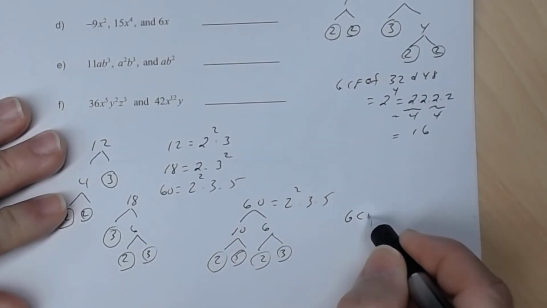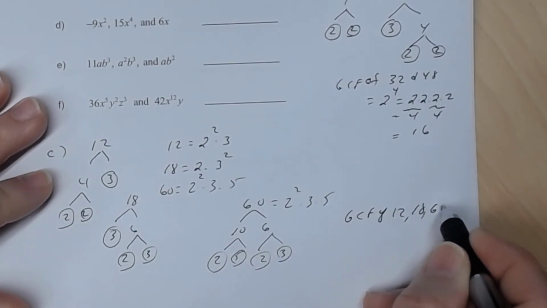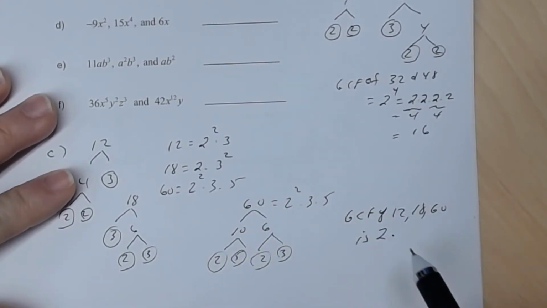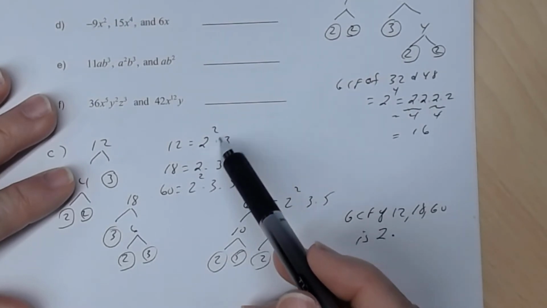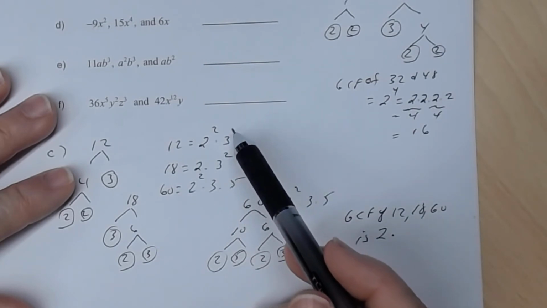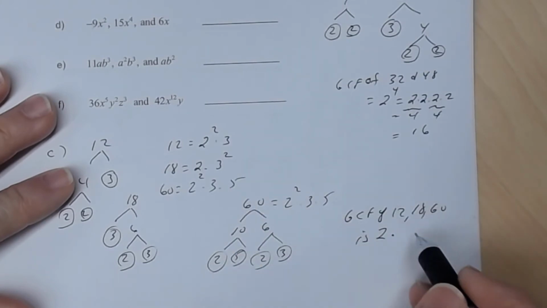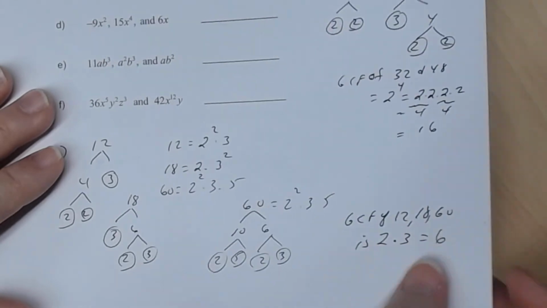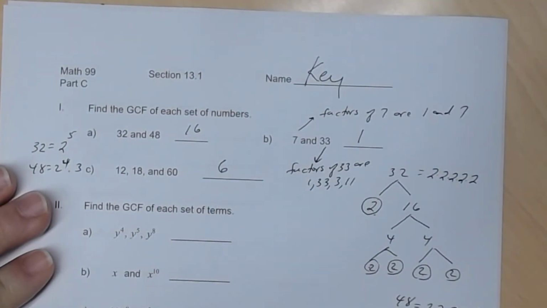So far the GCF of 12, 18, and 60 is one factor of 2, and then let's look at the 3. There is one factor of 3 here, two factors here, one here. So the greatest common number of factors I have in common is 1. So that's 2 times 3. So that's 6. So the greatest common factor of 12, 18, and 60 is 6.